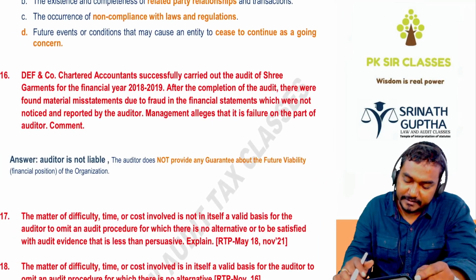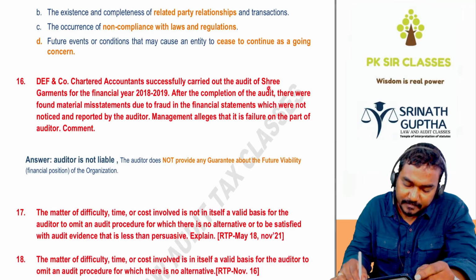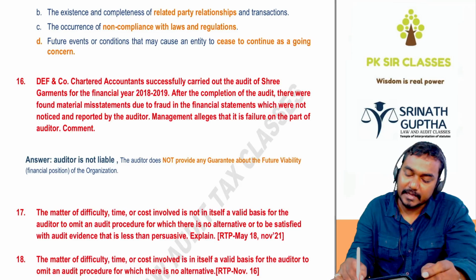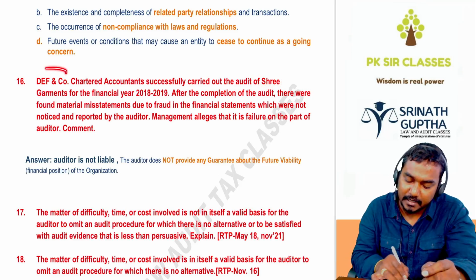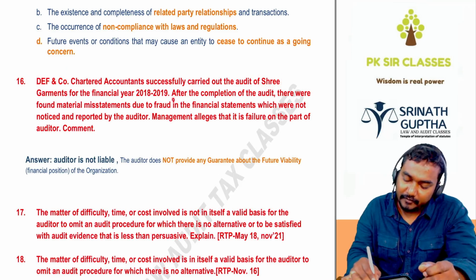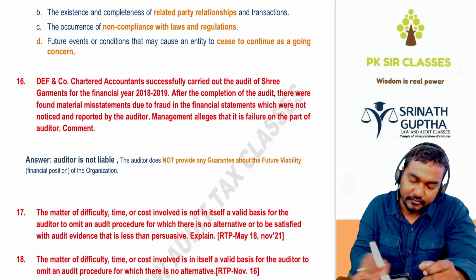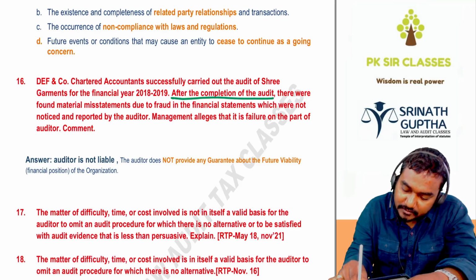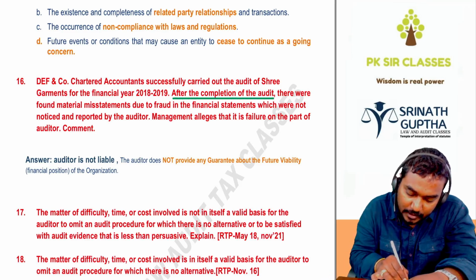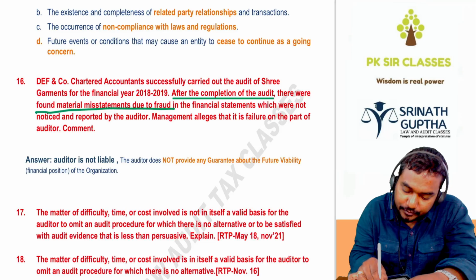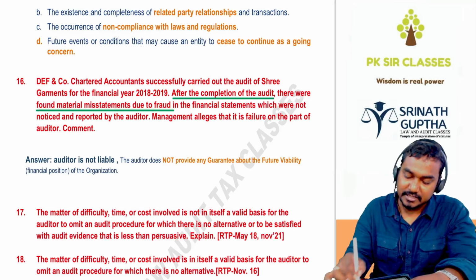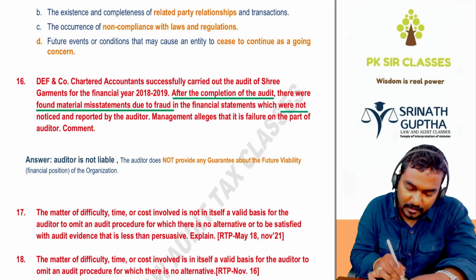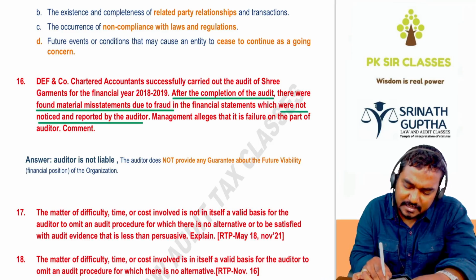DEF and Co. Chartered Accountants successfully carried out the audit of 3 Garments for the financial year 18-19. So, what is the name of the company? 3 Garments. The CA's name is DEF and Co. After completion of the audit, material misstatements due to fraud were found in the financial statements, which were not noticed or reported by the auditor. Is the auditor liable or not liable?